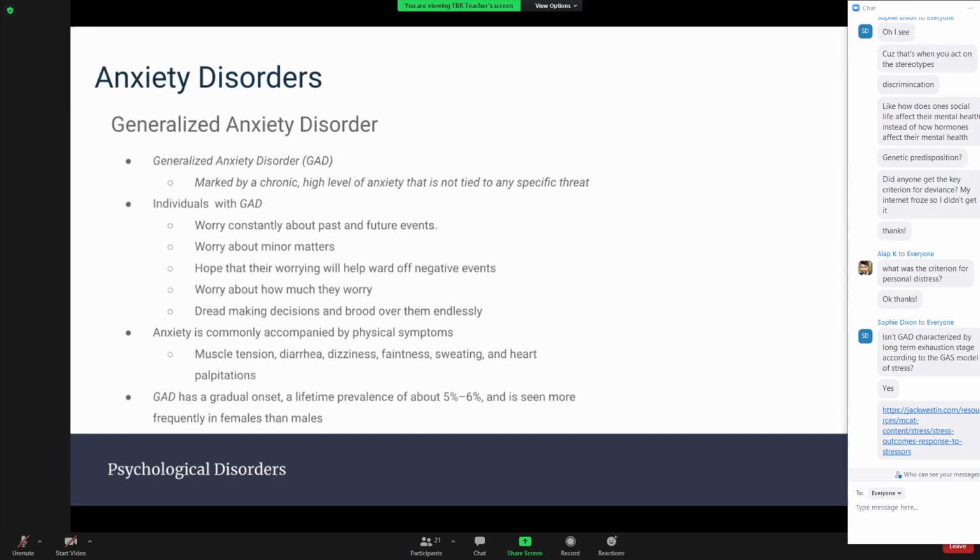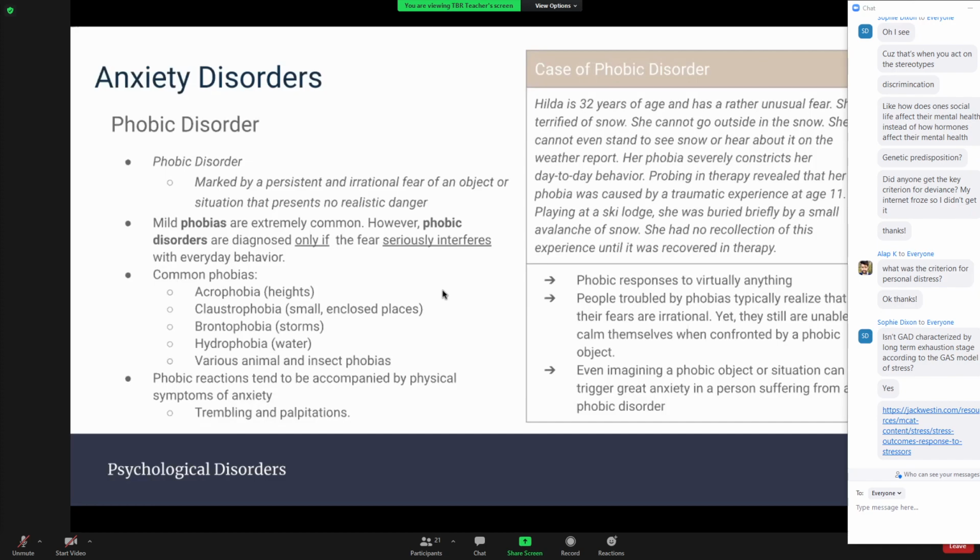Generalized anxiety disorder has a gradual onset, meaning that it doesn't have one acute event that's like, boom, now this person has generalized anxiety disorder. Instead, it creeps up as it becomes more diagnosable. And it's about 5 to 6%, seen in females more than in males. The gender thing is important to keep in mind. So make a little note: more females for generalized anxiety disorders.